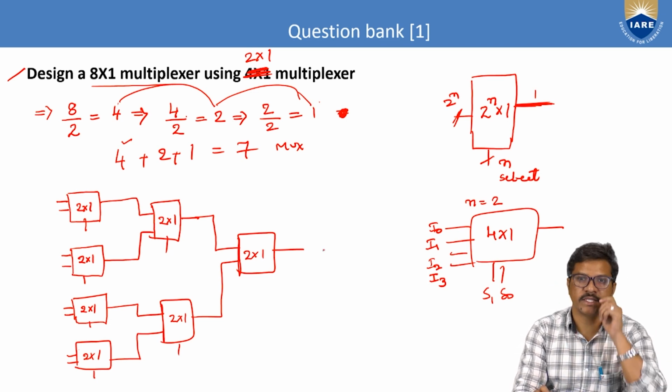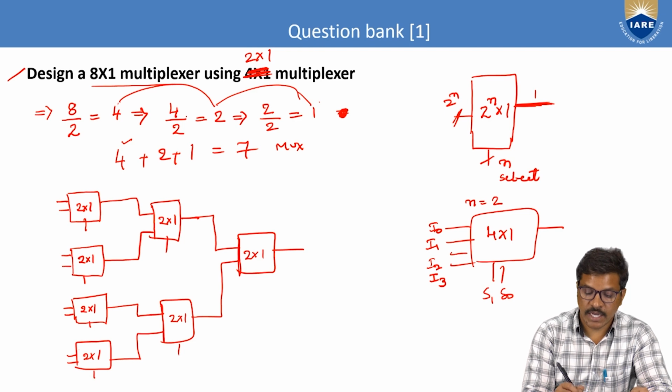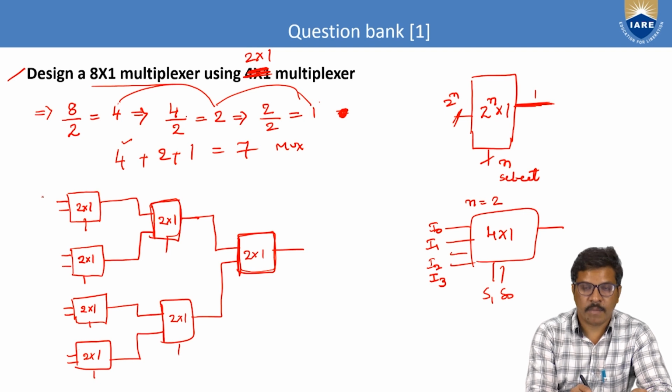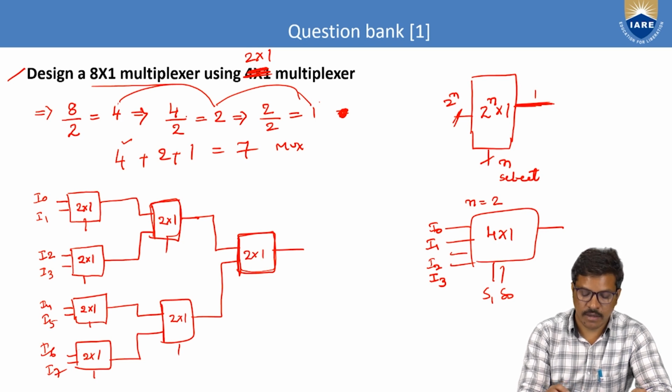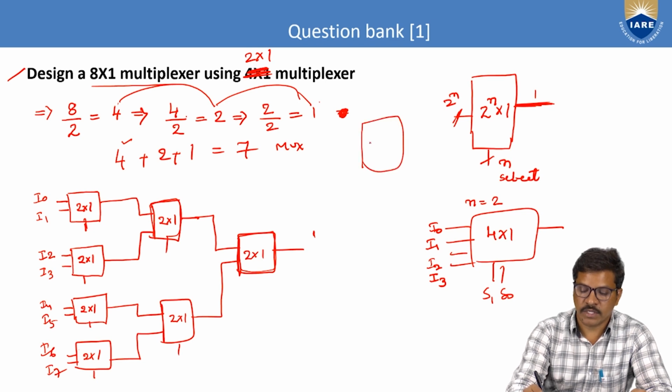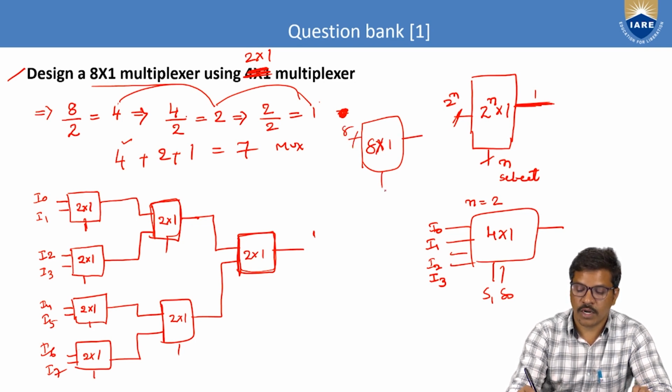So how to represent the inputs, output and select lines: we have all these 2 by 1 multiplexers. I represent the inputs as I0, I1, then I2, I3, I4, I5, I6, I7. Our aim is to design an 8-input multiplexer and finally get one output. Our aim is converting a number of 2 by 1 multiplexers into an 8 by 1 multiplexer, so 8 inputs, 1 output, and 3 select lines.